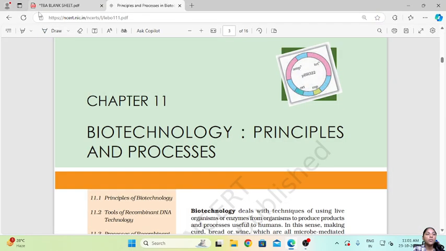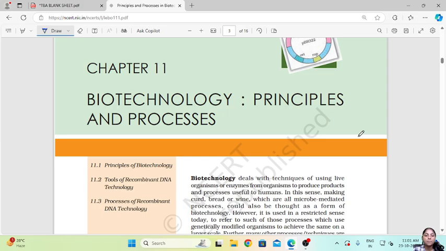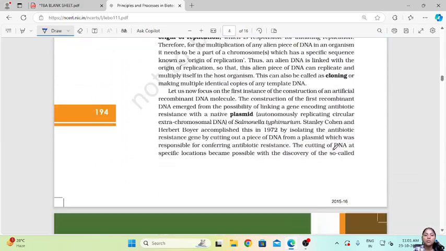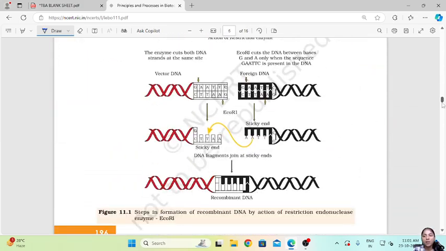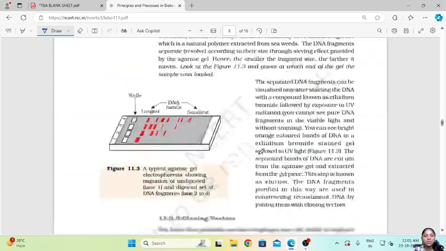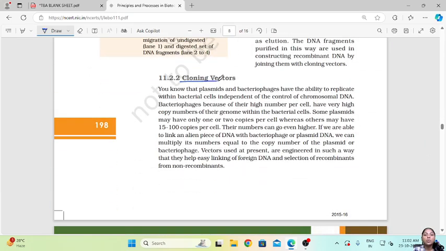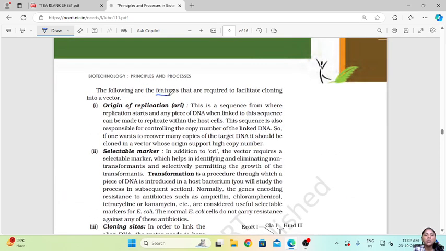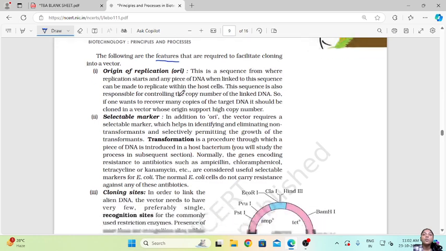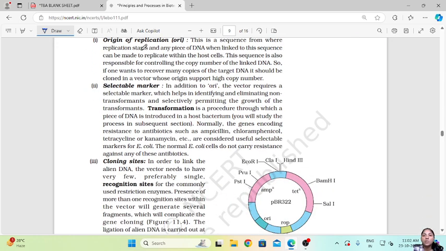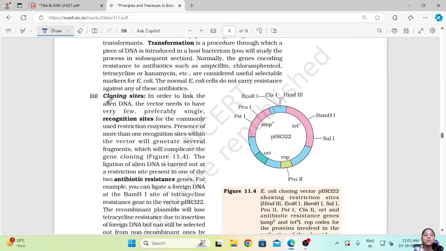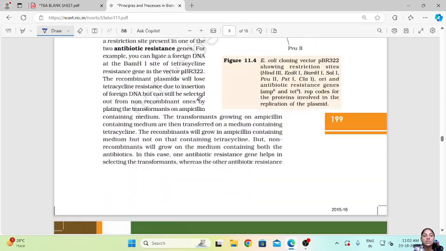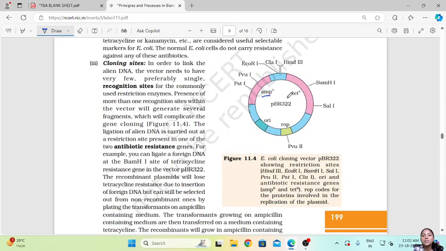In today's video, we are going to continue with 12th Standard Biology Chapter 11, that is Biotechnology Principles and Processes. In the last video, we learnt about the cloning vectors, and the different features which are essential for cloning vectors, such as origin of replication, selectable markers, cloning sites or the recognition sites, and the antibiotic resistance gene.